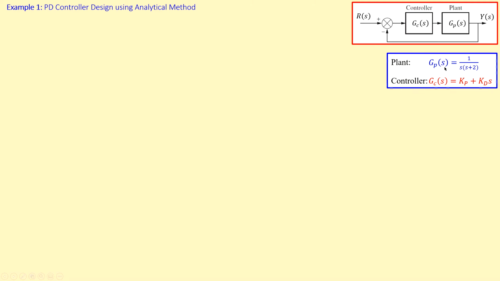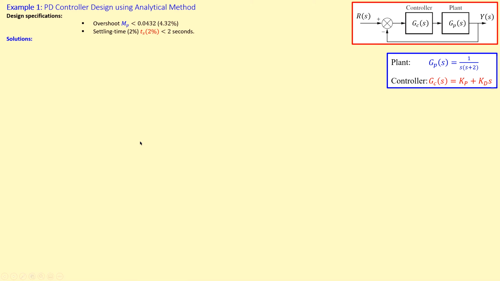This is the transfer function for the plant, 1 over S times (S plus 2). And we have also the controller, which is shown here as the PD controller with the P controller gain and the D controller gain. Now, design specifications. We need an overshoot MP less than 4.32%, and we would like to have a settling time with a 2% criterion of 2 seconds or less. So what is the solution in this case?